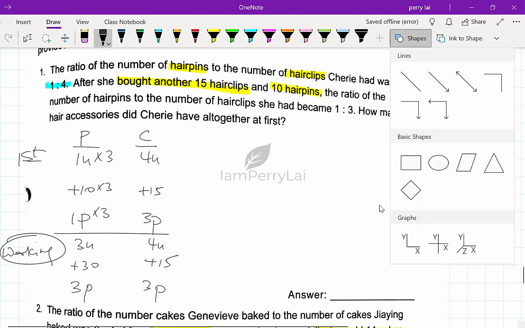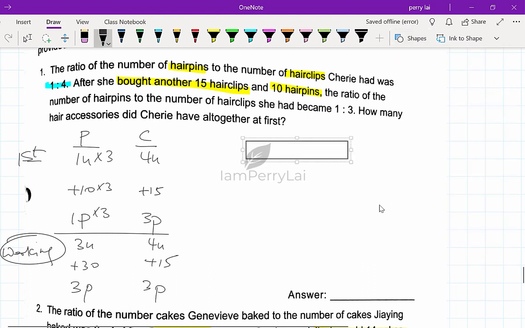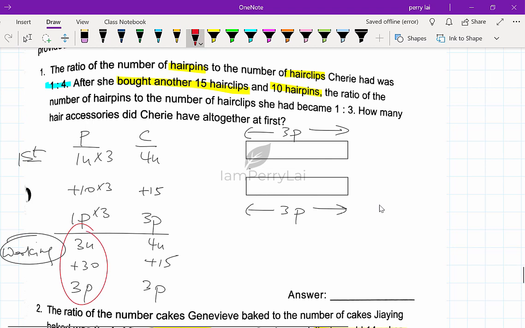Bar model time. Left hand side, right hand side is both 3p. So we can do that. 3p here. 3p here. The 3p on the left is 3 units plus 30. The 3p on the right is 4 units plus 15.